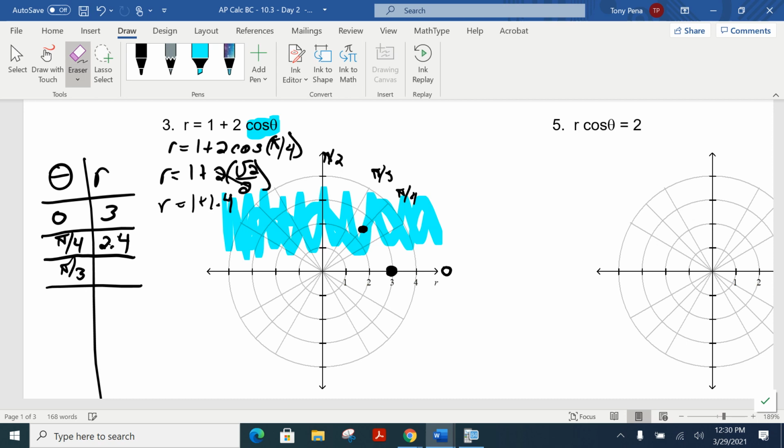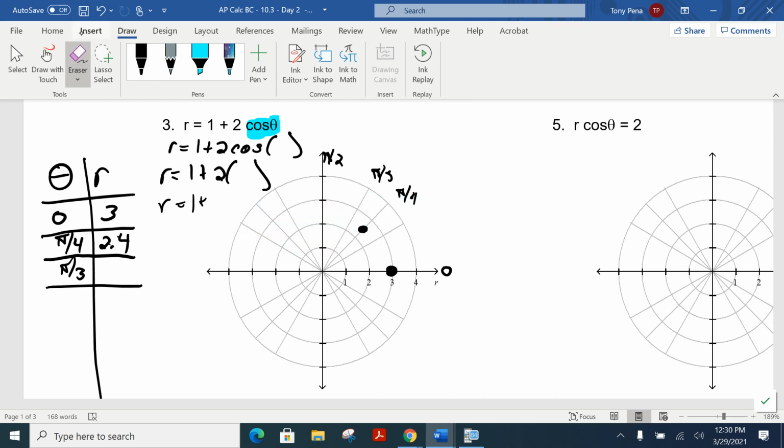All right, and then our pi over 3, we should know. That's why we're picking it, because we know that should spit out a 1/2. So plug in pi over 3. The cosine of pi over 3 is 1/2. The 2's will cancel, so that we really just end up with a 1 and a 1, which is 2. So pi over 3, we go out to 2. And then the last angle to finish off the first quadrant would be pi over 2.